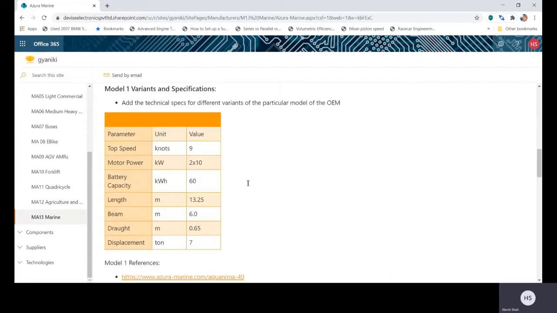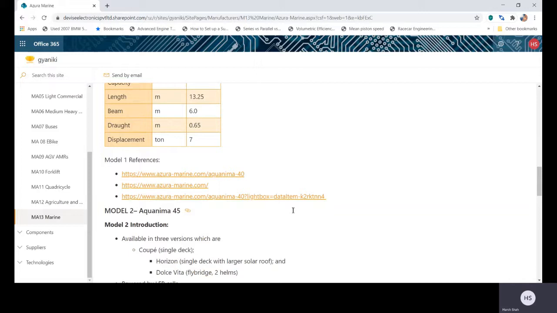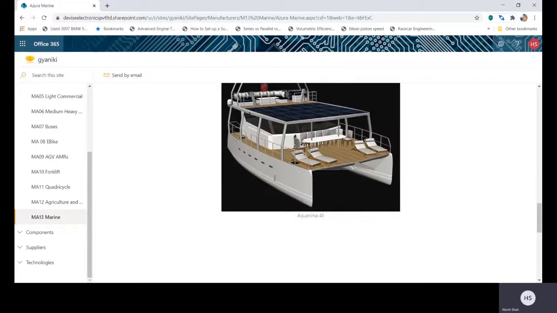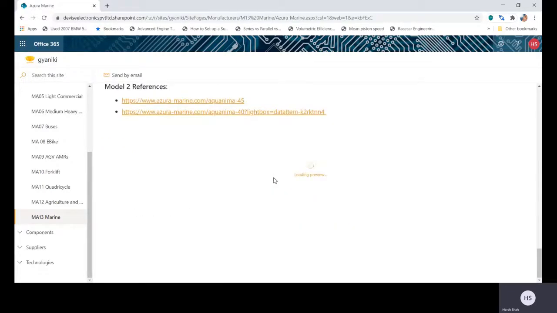a tabular format of their variants and specifications that they're supporting. And of course, for each of them, there's a resource page further to get into more details.